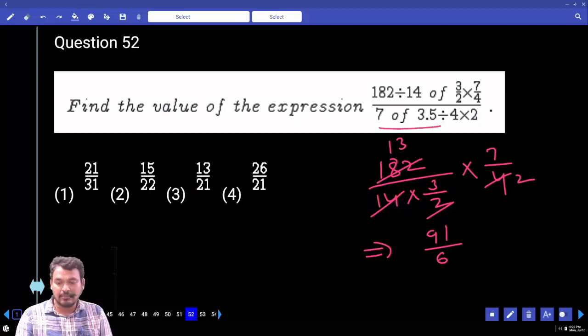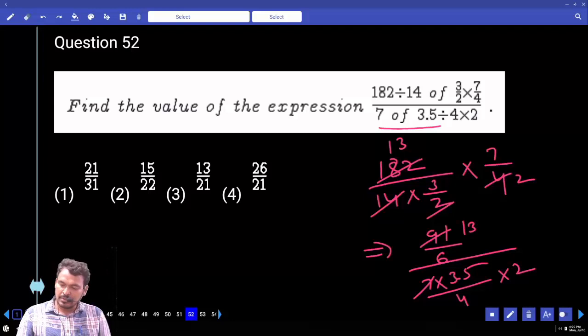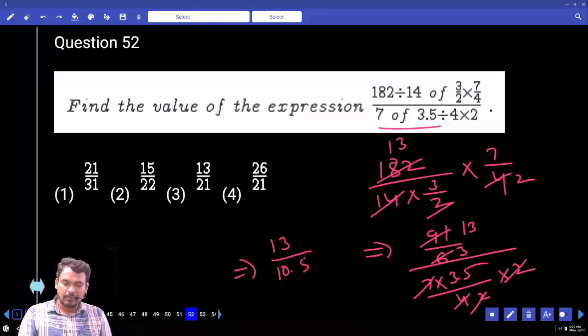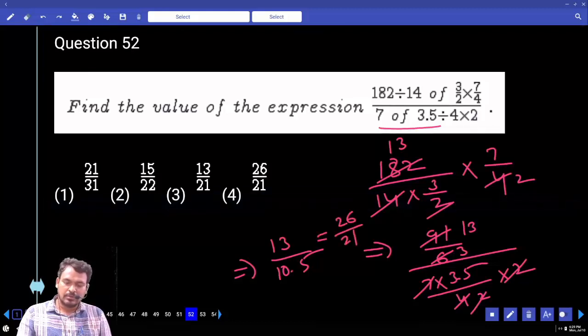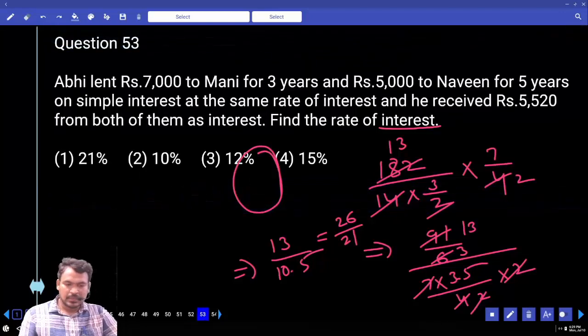7 by 7 into half, 7 into 3.5. 7 into 3.5 divided by 4 into 2. Okay. 7 how many times? 13 times. Again 2 how many times? 4 here? 2 times. 2 again here? 3 times. What is the remaining? 13 by 10.5. What is the 13 double? 26. 10.5 double? 21. What is the answer? 26 by 21.